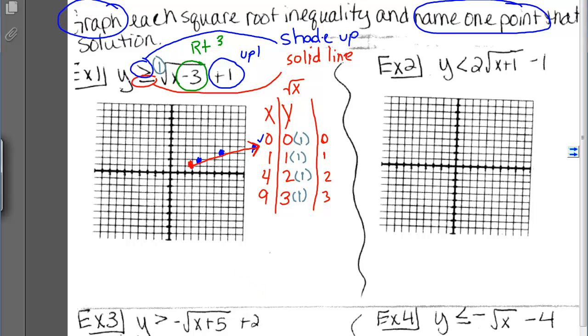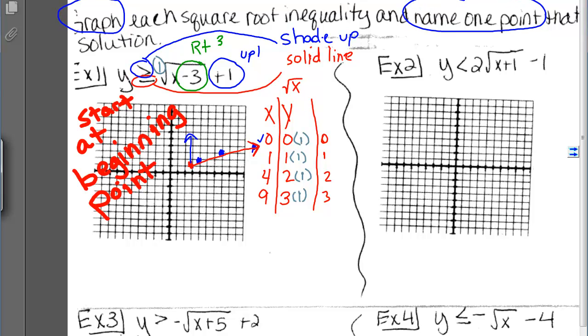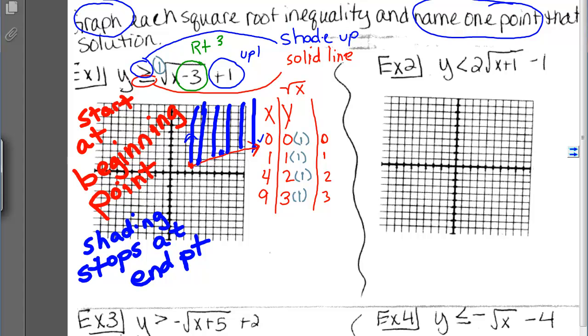Now let's talk about shading. We know that we are going to shade up, so we will start at the beginning point and draw an arrow straight up. That's the side that we shade on, and we stop at the beginning point. We do not go past this line where our arrow was.